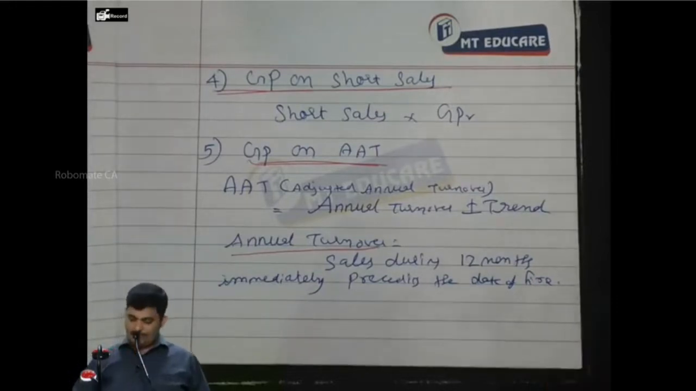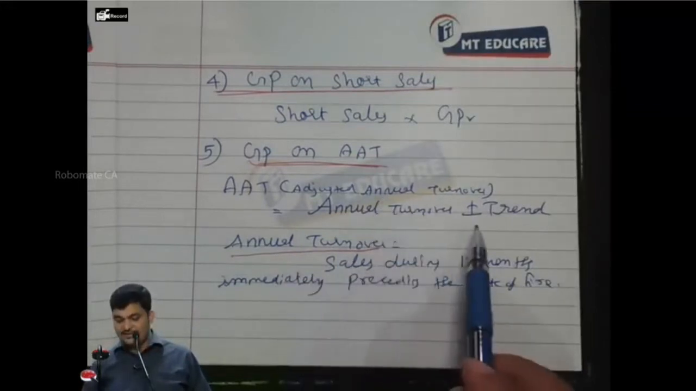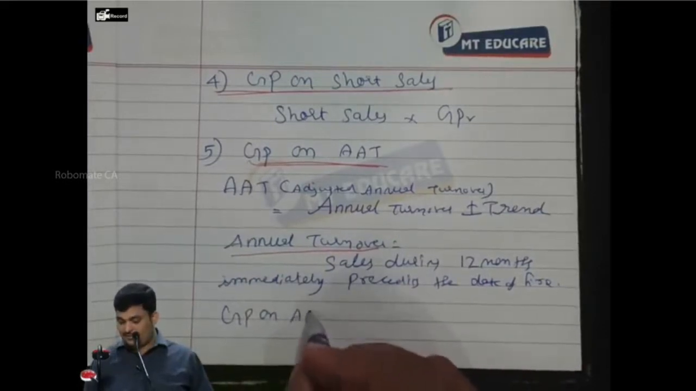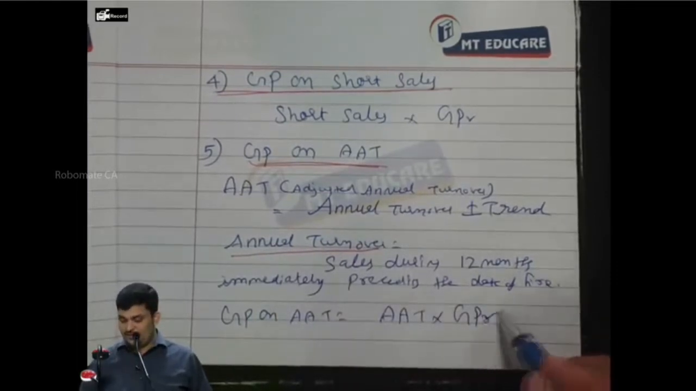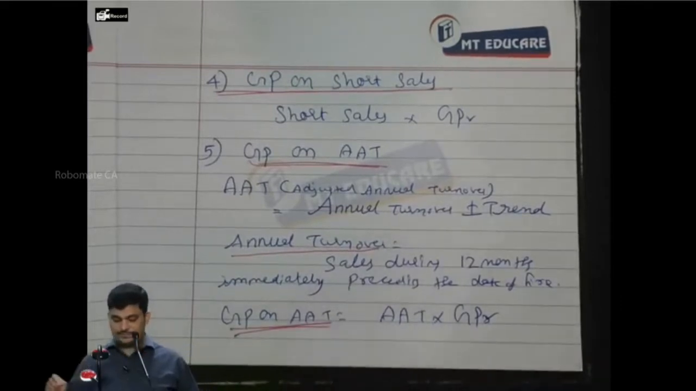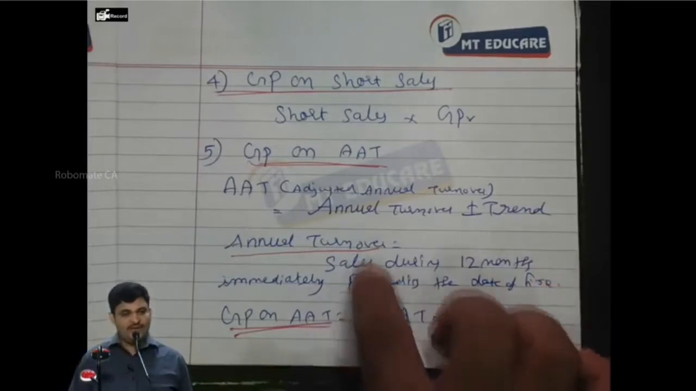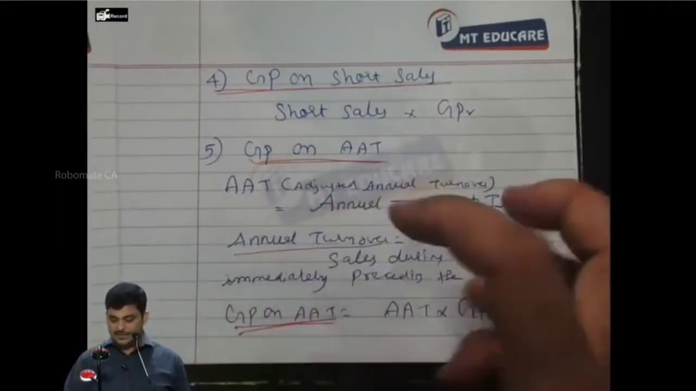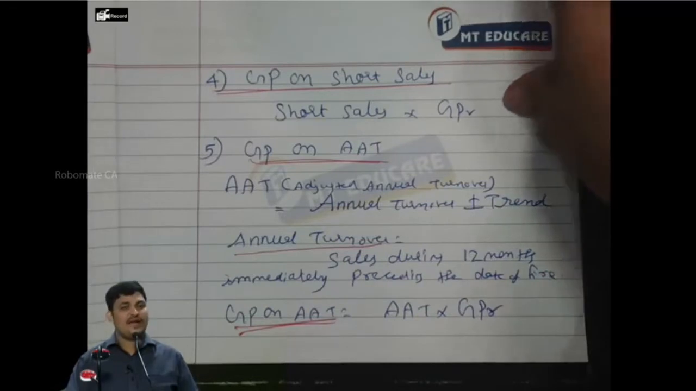So annual turnover you will identify, plus or minus trend you will get adjusted annual turnover. Now GP on AAT equal to AAT into GPR. Same GPR only, no different GPR. Whatever you applied for short sales, same GPR you will apply. So first annual turnover, then adjusted annual turnover, then apply GPR. You will get GP on AAT; keep that amount ready before you proceed with IWE claim.